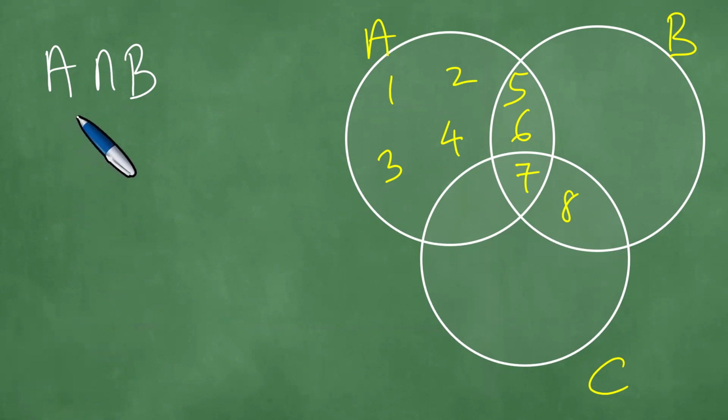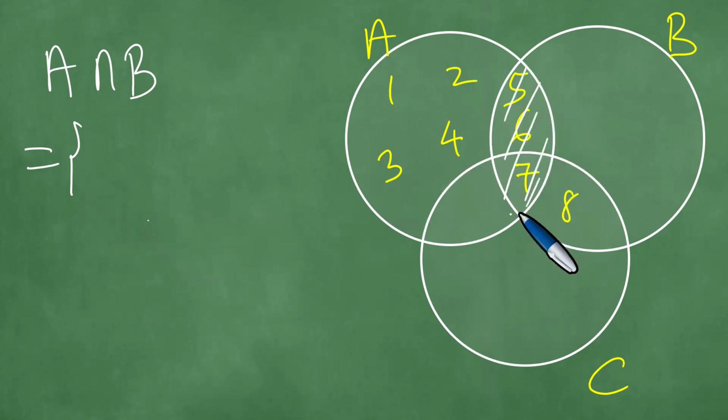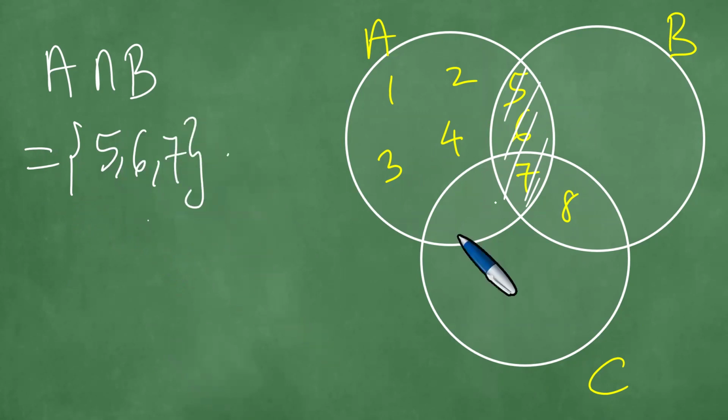Now you need A intersection B. So A intersection B right now will contain what? The elements that are in both A and B simultaneously. So the elements that are in both A and B simultaneously would become the elements what? They are these here. So now A intersection B therefore has the elements 5, 6, and 7. Okay, that is A intersection B.